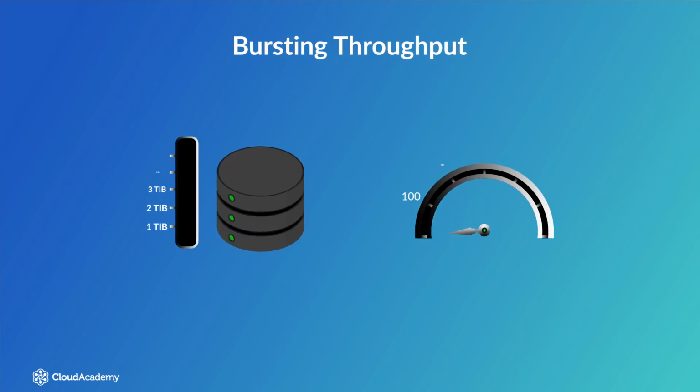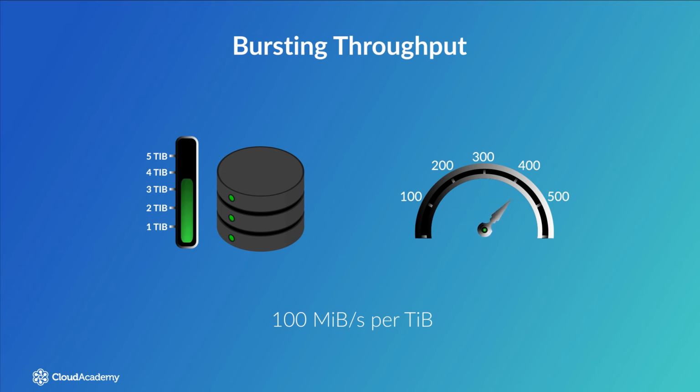With the bursting throughput mode, which is the default mode, the amount of throughput scales as your file system grows, so the more you store, the more throughput is available to you. The default throughput available is capable of bursting to 100 megabytes per second. However, with the standard storage class, this can burst to 100 megabytes per second per terabyte of storage used within the file system. So for example, presume you have 5 terabytes of storage within your EFS file system. Your burst capacity could reach 500 megabytes per second.